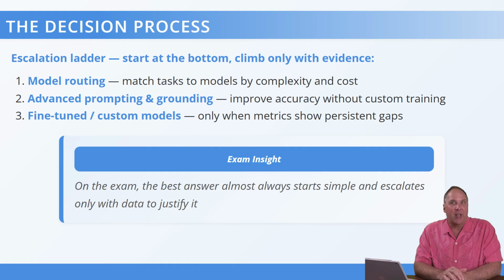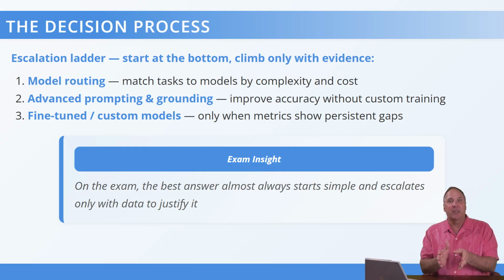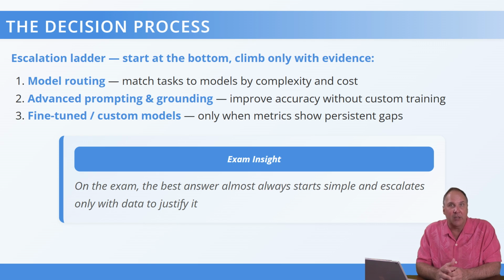Here's the exam insight, and this is critical. Most scenarios don't hit these thresholds. The best answer on the exam is almost always start with routing and advanced prompting, evaluate performance with clear metrics, and only escalate to custom models if evaluation shows persistent gaps you can't close in any other way.